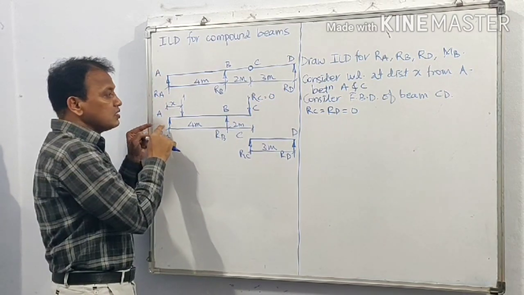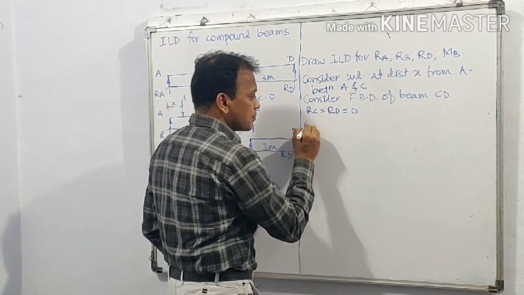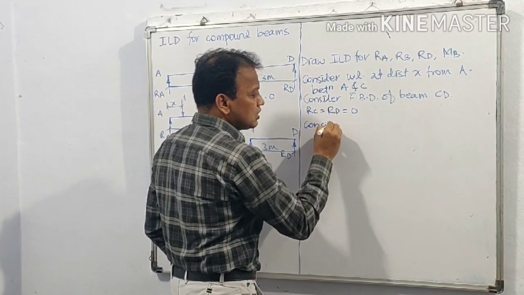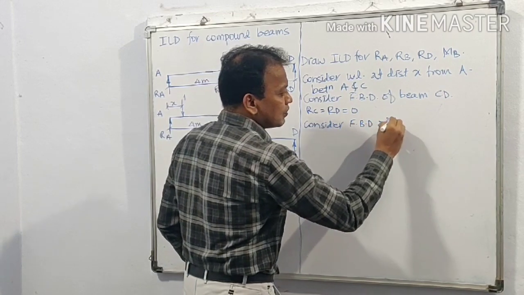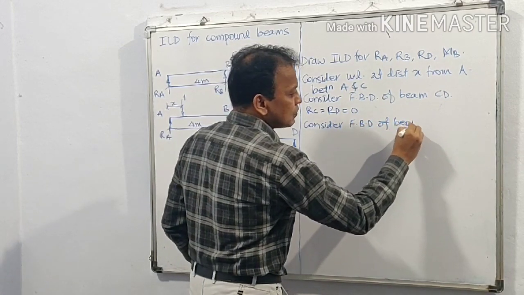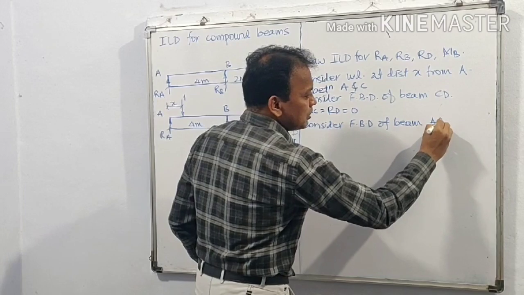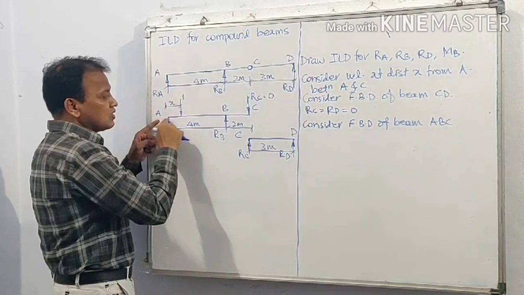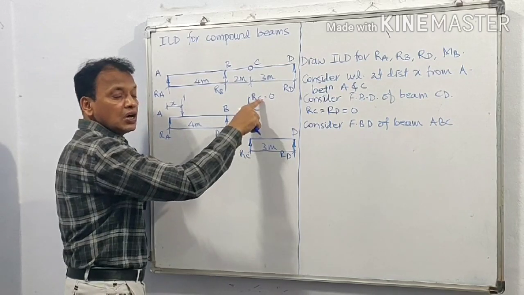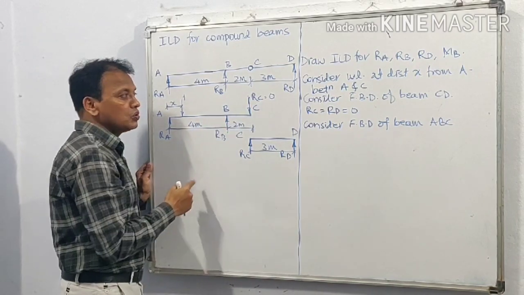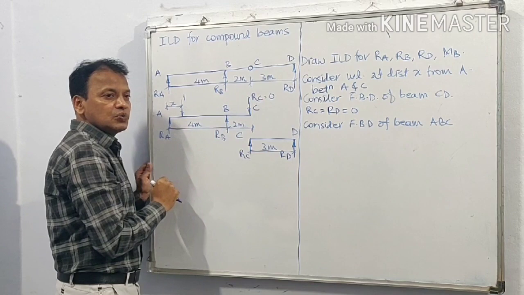So now we are considering the free body diagram of beam ABC. For this beam ABC, RC is already equal to 0. So we have written here RC is equal to 0.